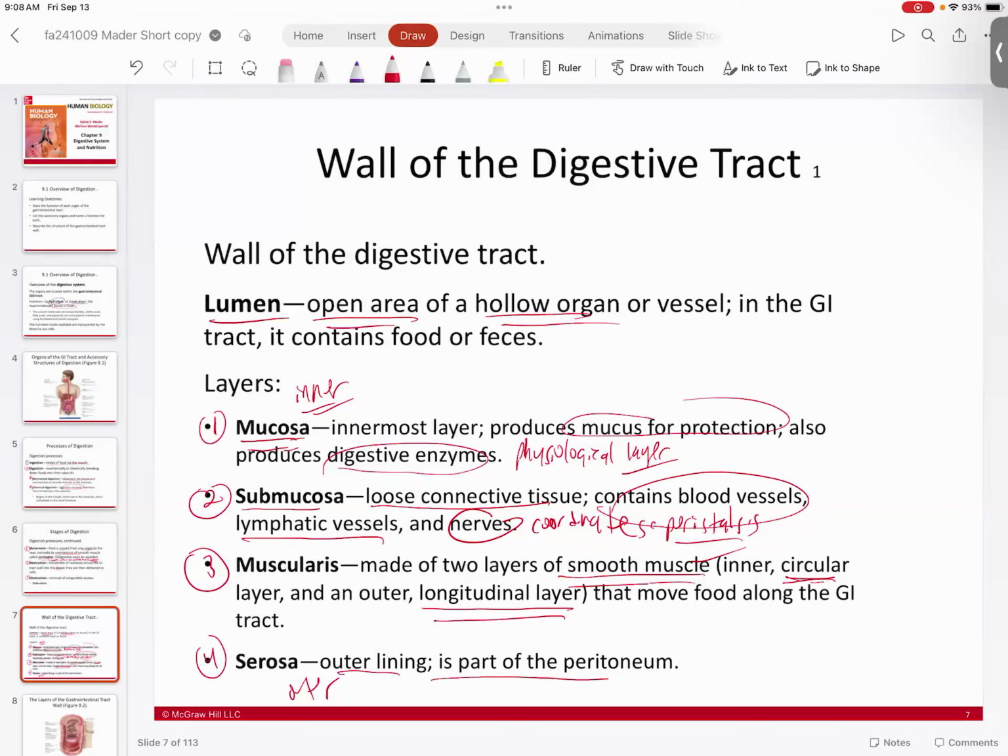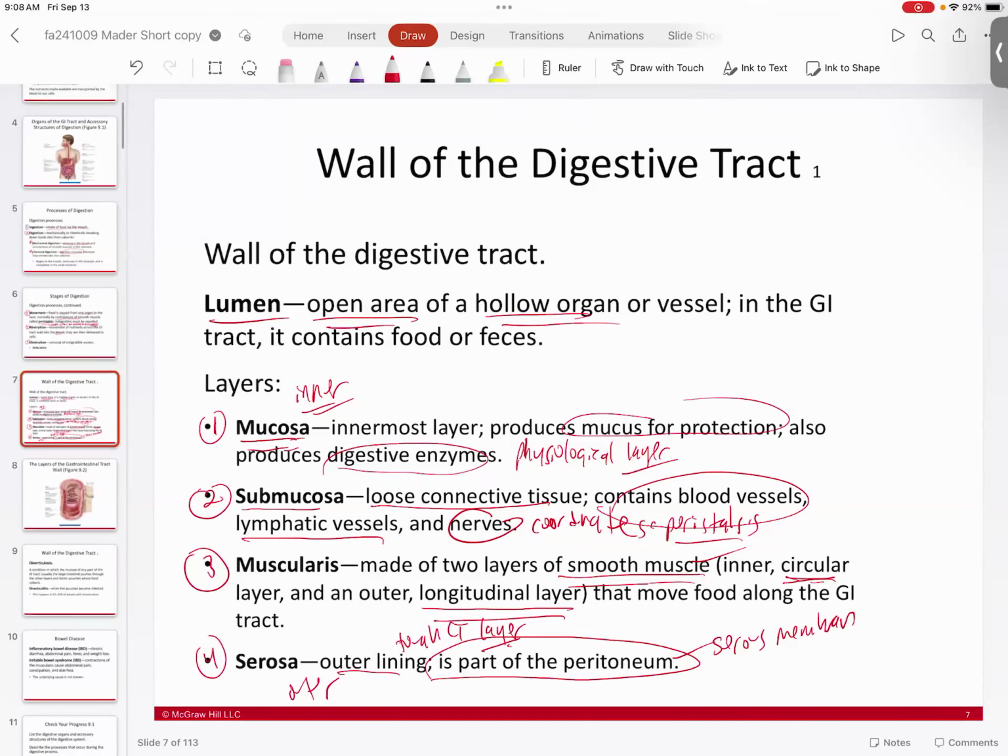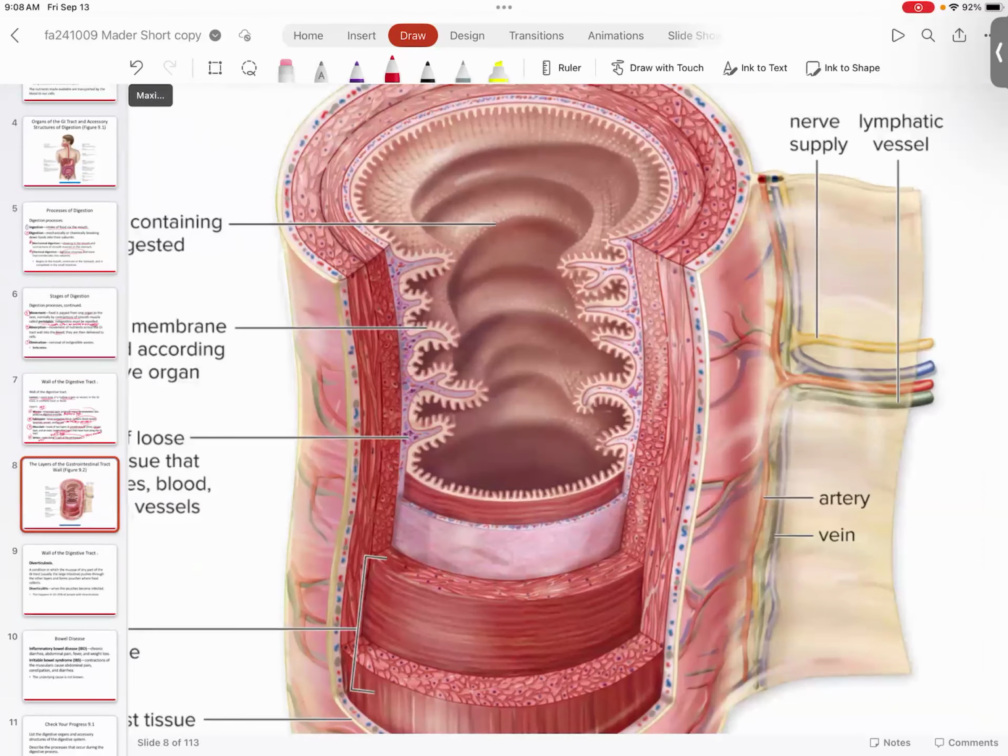This is basically called part of the peritoneum. Remember, this is the serous membrane. And it's a tough connective tissue layer. And so those are the layers of the GI tract. So here's basically what it looks like.